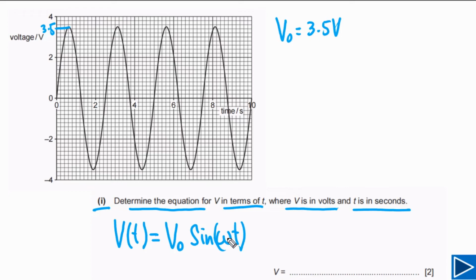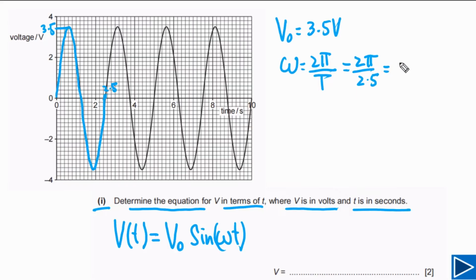Now we need to find the value of omega. Omega is equal to 2 pi over T, where T is the time period. If you look at this sine graph, this is one complete cycle, so we can read the time period from here. The time period in this case is equal to 2.5, so we can replace capital T with 2.5.